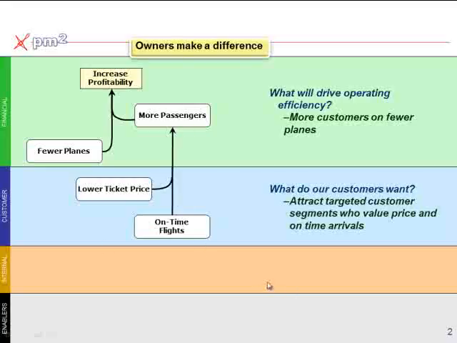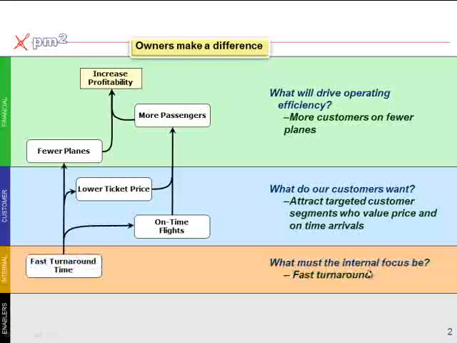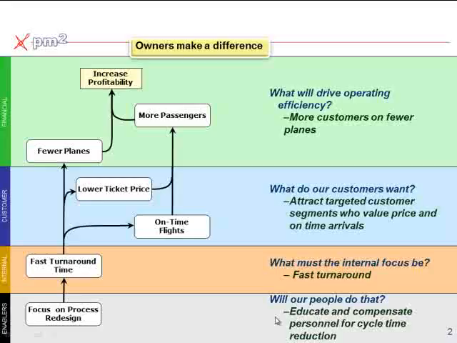Now, to do that, these discount airlines are focused on an internal focus which would enable things like fast turnaround time, an operational efficiency type model. So if we had a fast airplane turnaround time on the ground, it means we could operate with fewer planes to increase profit. It also means that even if we land late, there's a greater likelihood our flights can be on time to attract more passengers. And of course, with fewer planes and faster turnaround time, we can offer a lower ticket price to attract more customers. Underpinning all of that are an education and compensation model that focuses on process redesign. So this is a strategy model.